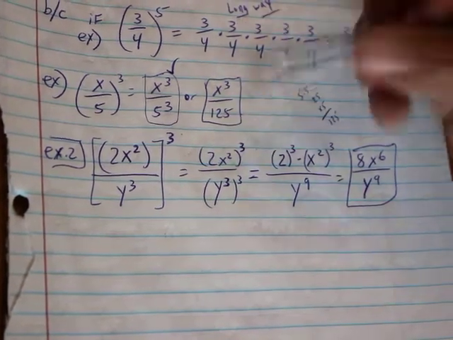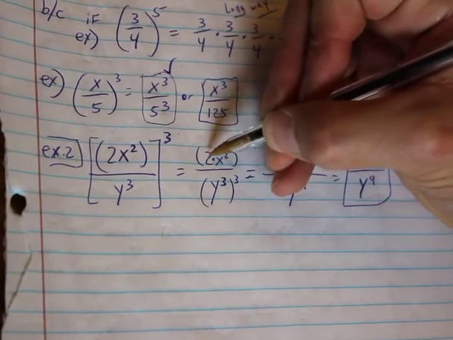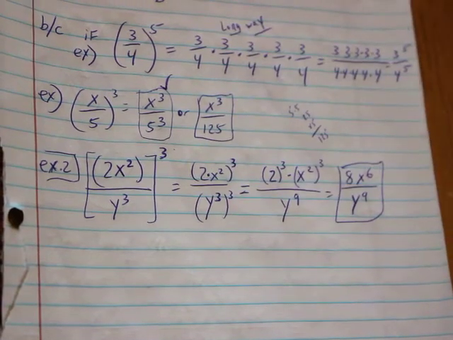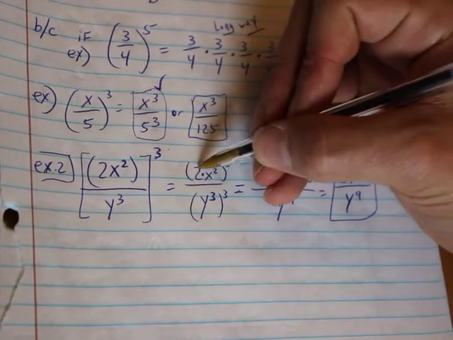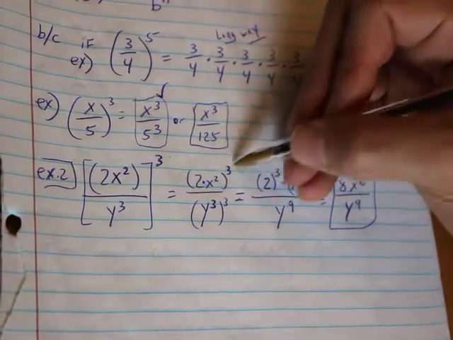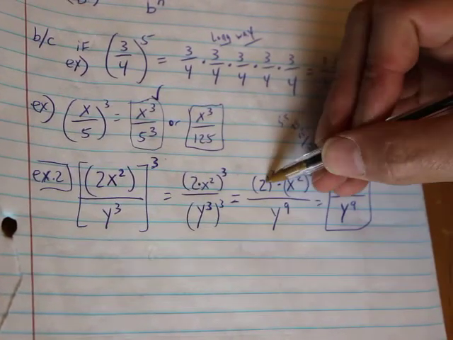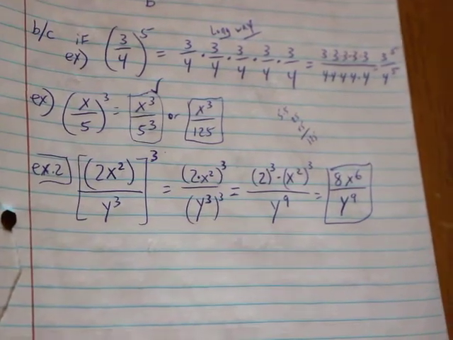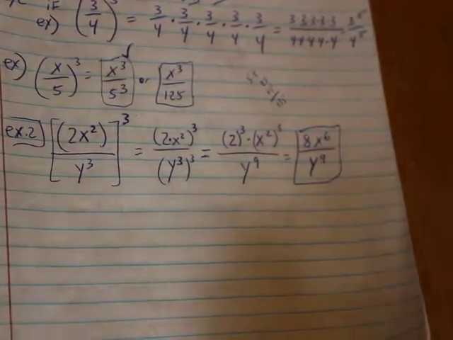But over here, I've got a product. I've got 2 times x squared to the 3rd power. A lot of people forget about that 2 in front there. Don't forget to raise that 2 to the 3rd power. So 2 to the 3rd power and x squared to the 3rd power. 2 to the 3rd power is 8. X squared to the 3rd power is x to the 6th. All right, let's do it.